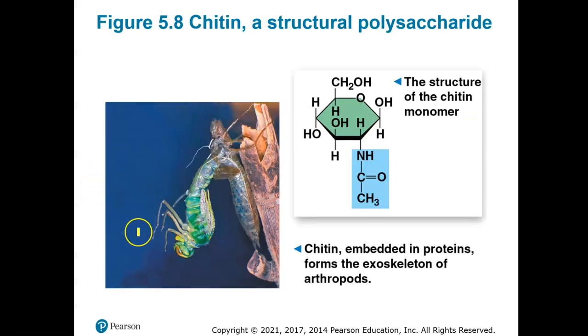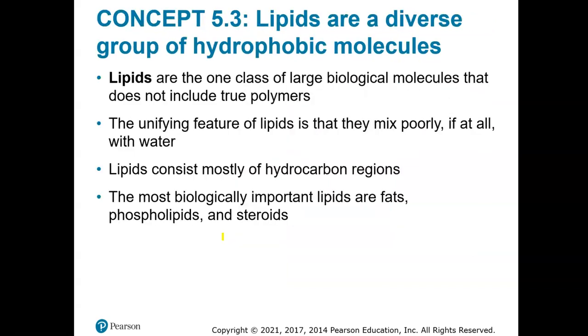And then as you see here, chitin is found in not just the cell walls of fungi, but also the exoskeletons of arthropods. And here you have what looks like a locust emerging and leaving behind its exoskeleton. So we call that molting.